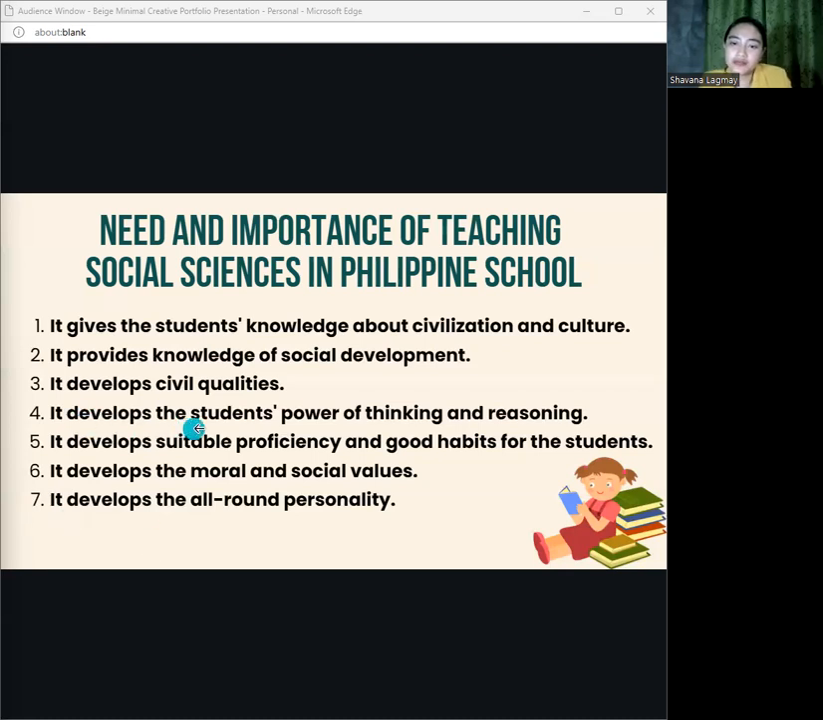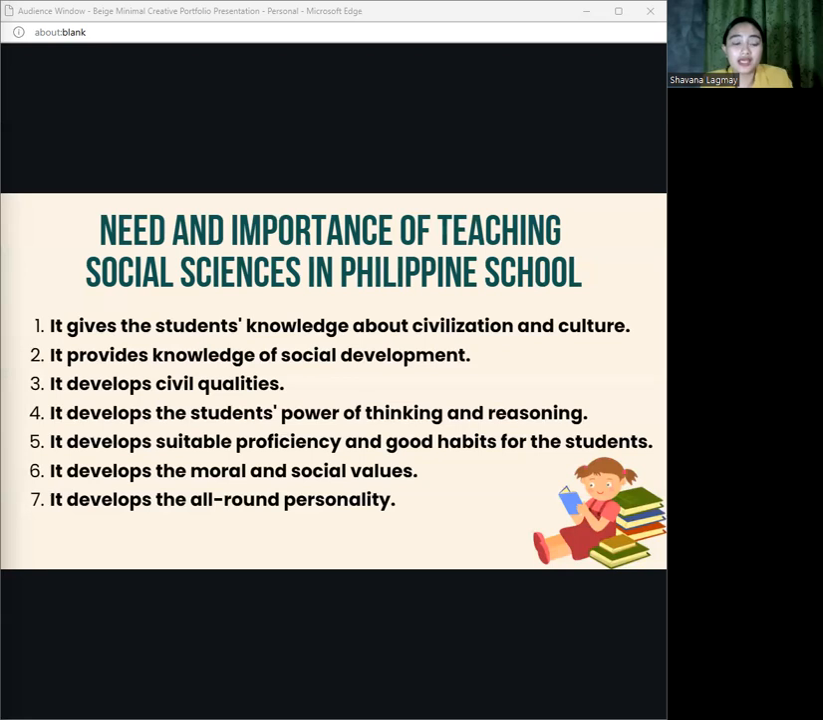Okay. So number four, it develops the student's power of thinking and reasoning. Of course, if the student has the power of thinking and reasoning, it will give them the ability to understand what they have read or been shown, and also to build upon that knowledge without incremental guidance. So, logical thinking teaches students that knowledge is fluid and builds upon itself.